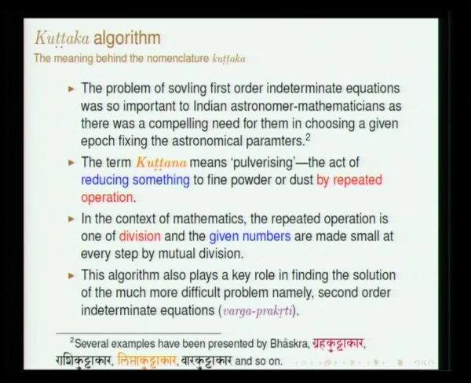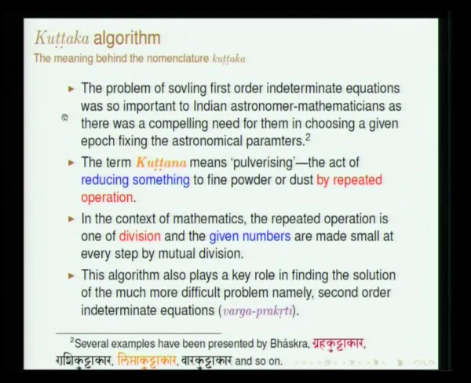Now I move on to the Kutarka algorithm. This Kutarka algorithm is primarily a method by which you will be able to find the solution to the first order indeterminate equation. Okay. The indeterminate equation will have two variables in it and it is first order. A step by step procedure has been delineated by Aryabhata in two verses for solving this equation.